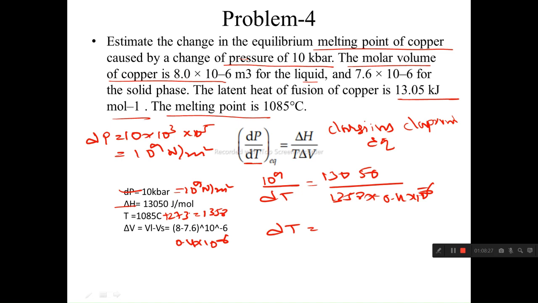So 13050 divided by this one. Okay, so the answer is 42 Kelvin. So this will be very useful data during melting in a controlled atmosphere.